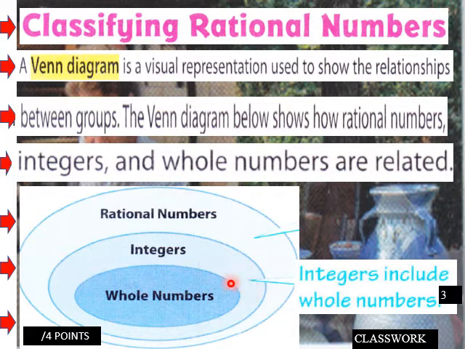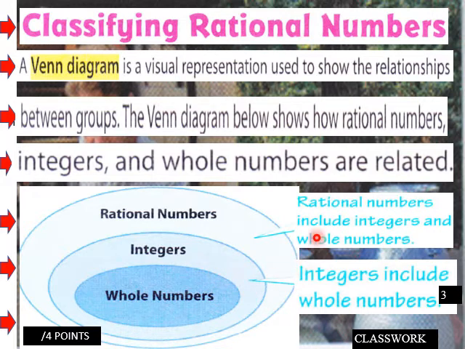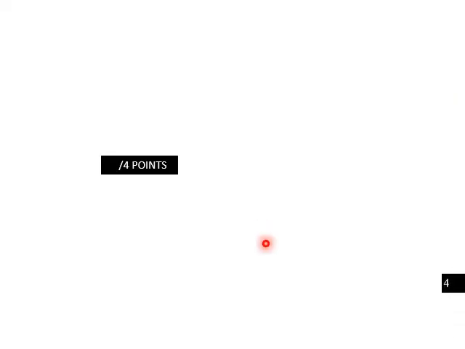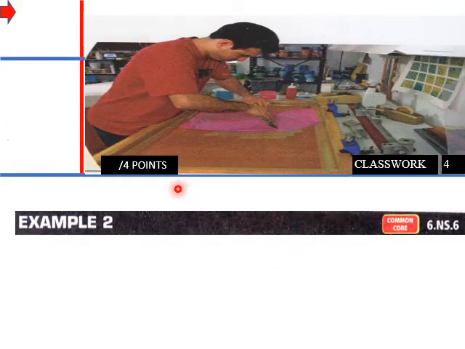Integers include whole numbers. They do not include counting numbers, which would be our natural numbers, which would be all positive. And then rational numbers include integers and whole numbers. So rationals would include integers and negative integers, as well as whole numbers. So there you go. There's your Venn diagram showing the different categories of numbers within the rational number umbrella, I guess you'd call it. Let's go to our first example of today's lesson.